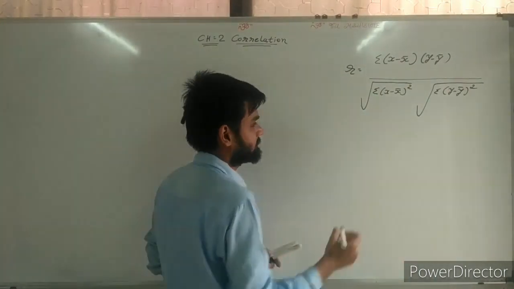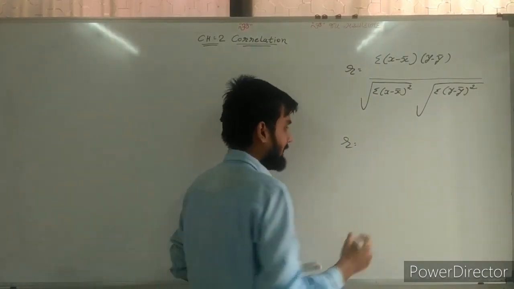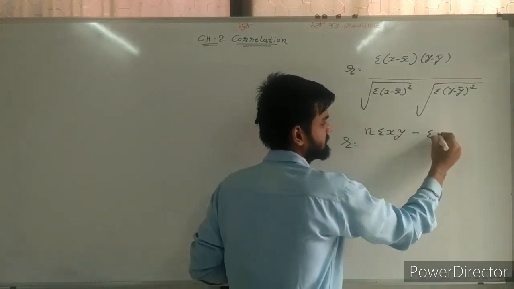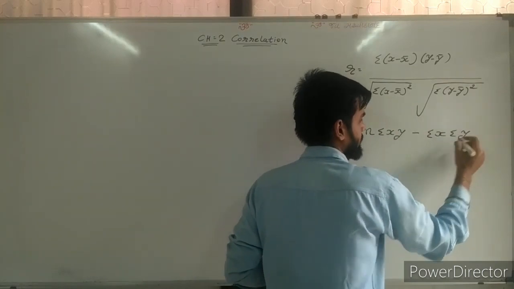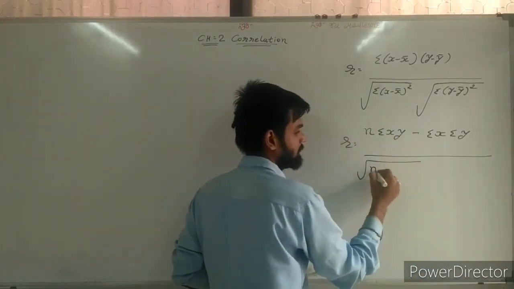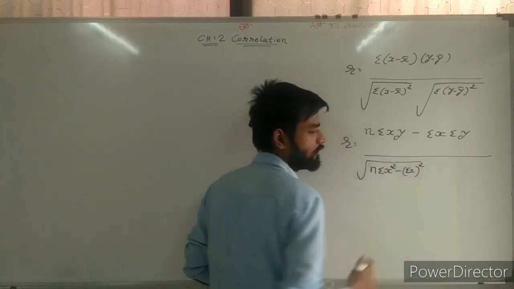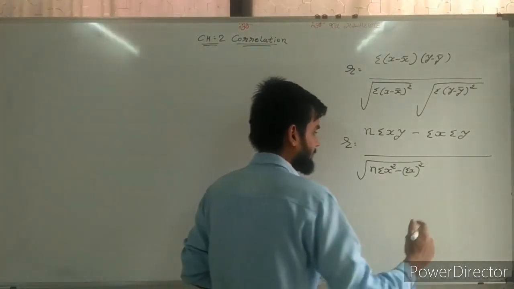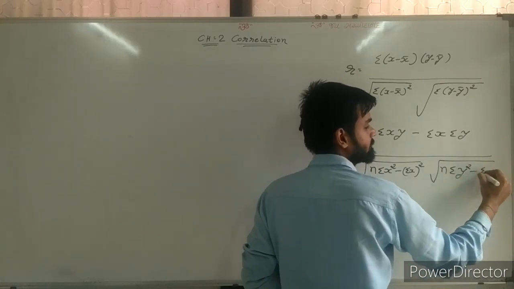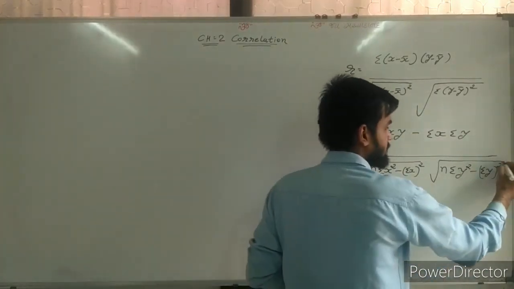Now the second formula. I know all of you have knowledge about it. n sigma xy minus sigma x sigma y, divided by root of n sigma x square minus (sigma x) whole square, second under root n sigma y square minus (sigma y) whole square. This is my second formula.